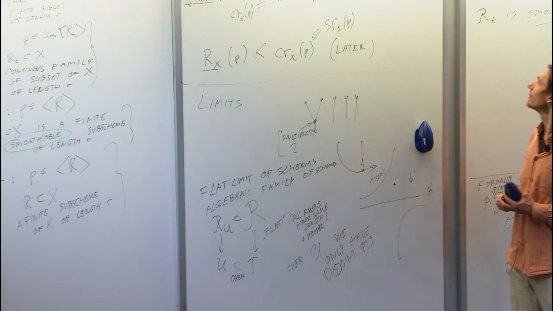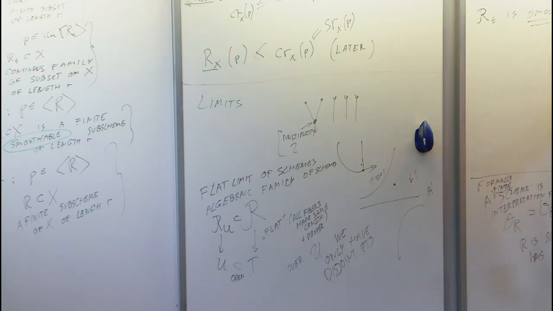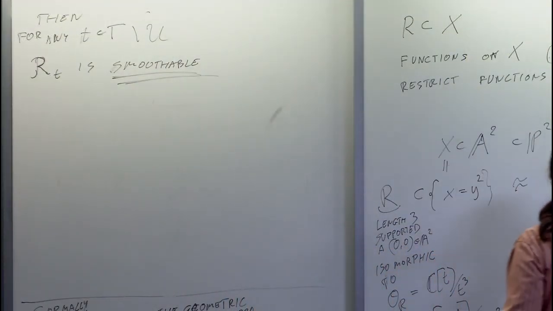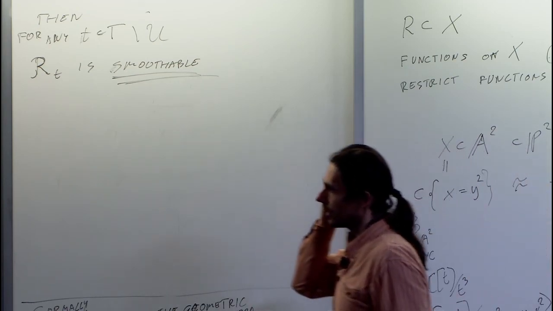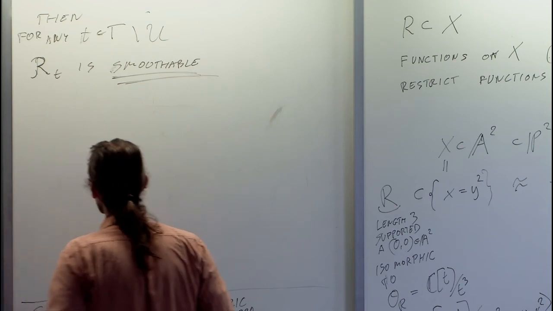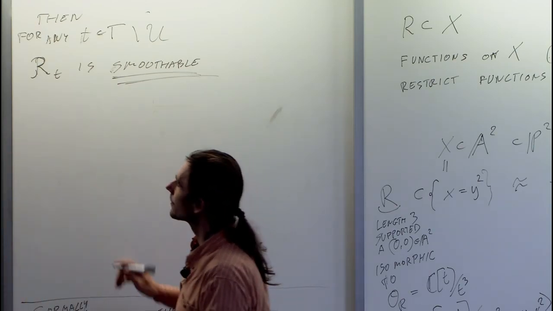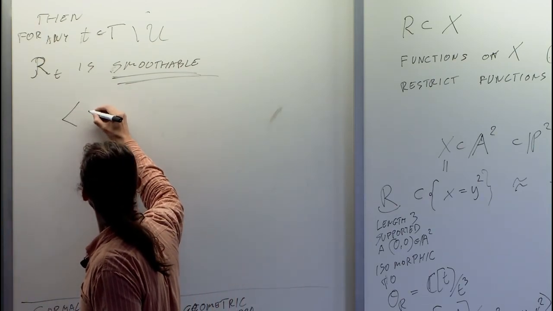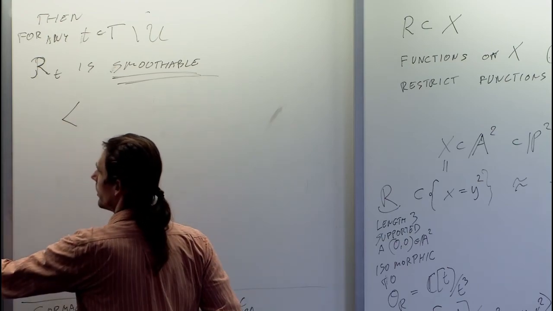What wasn't clear? It should be like: definition, a scheme is smoothable if it has this property, if there exists such a family. Right.